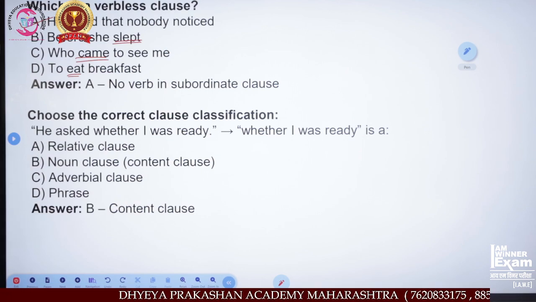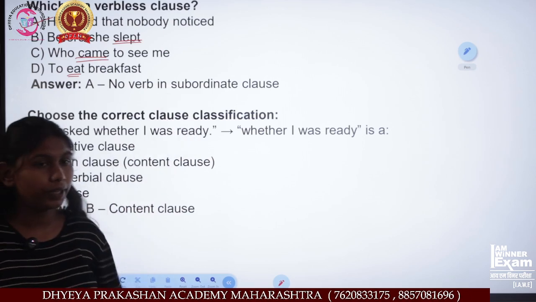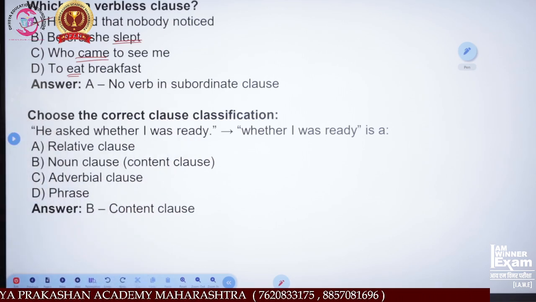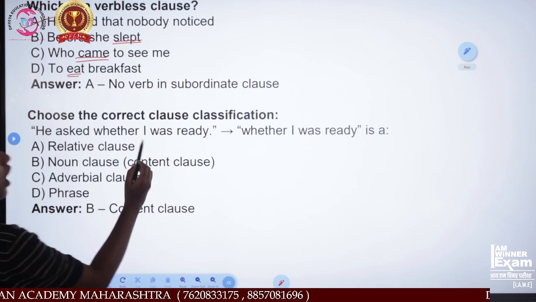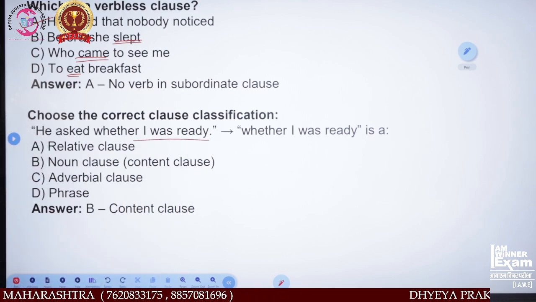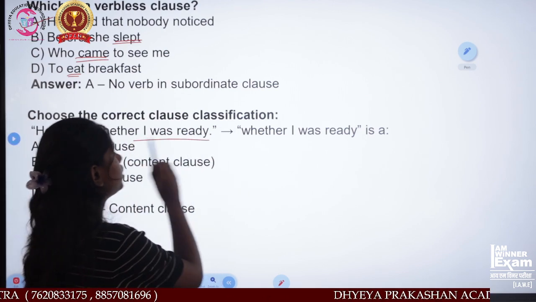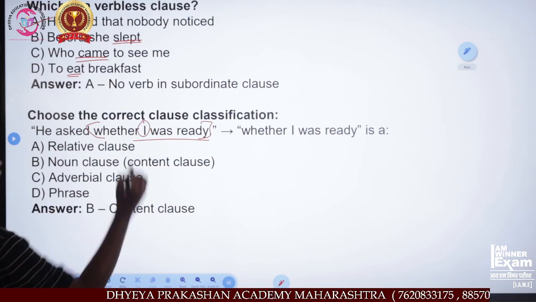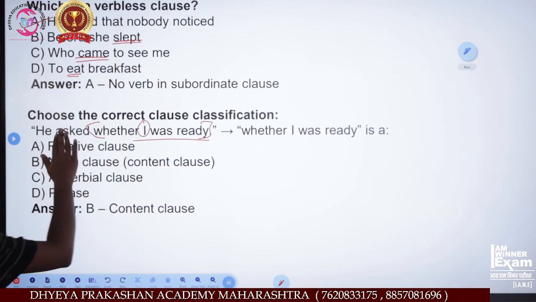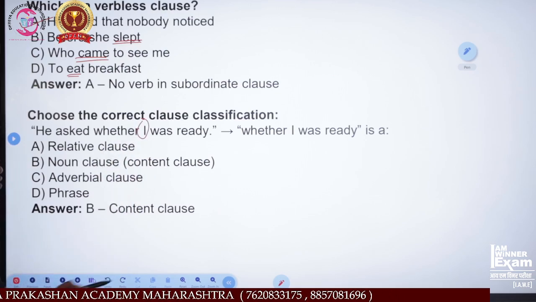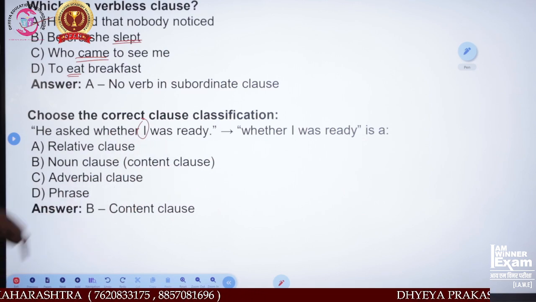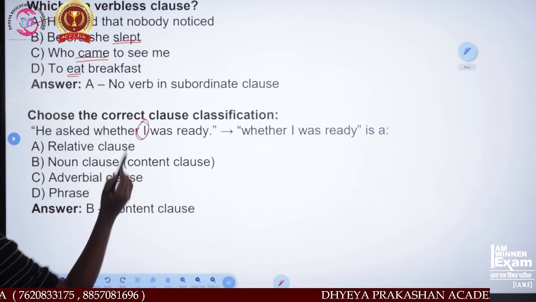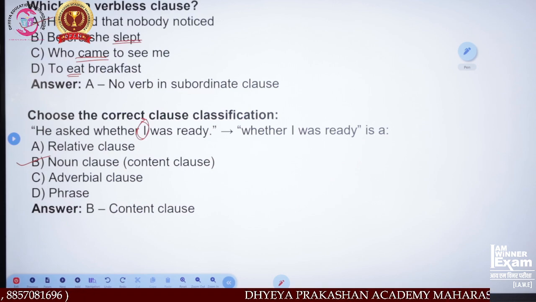Then next, choose the correct clause classification. "He asked whether I was ready." "Whether I was ready." Now they are asking about which part of the sentence? "Whether I was ready." So it is a noun clause. Why? Because it is acting as the object, talking about "I was ready." So it is a noun clause.